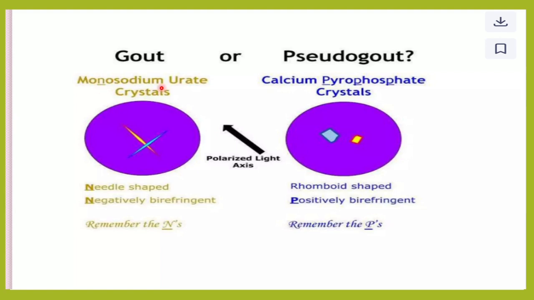So here in gout you will see that this is monosodium urate and this is calcium pyrophosphate. These are needle-shaped crystals. These are rhomboid-shaped crystals. These are negatively birefringent, whereas these are positively birefringent. So pseudogout, you can remember the P's: it is pyrophosphate, positively birefringent.